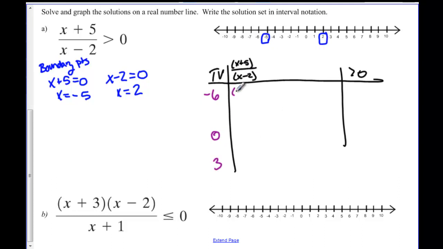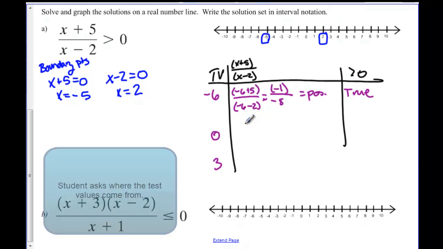So we're thinking about this as a negative 6 plus 5 over negative 6 minus 2. So it's going to give us a negative 1 over a negative 8. So two negatives give us a positive, and a positive is greater than 0. Yeah, it's true. Is that okay with everybody? Even though it's division, we're still just counting the negatives?